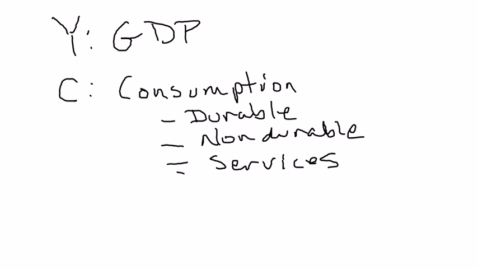Okay? So consumption also happens to be the largest category of expenditures, so you might hear people saying consumers drive the U.S. economy. And to some extent that's true. Consumption expenditures are a little bit more than 70% of GDP right now.